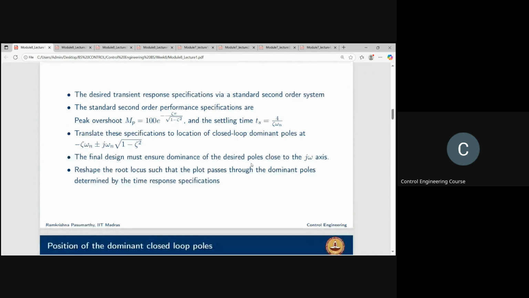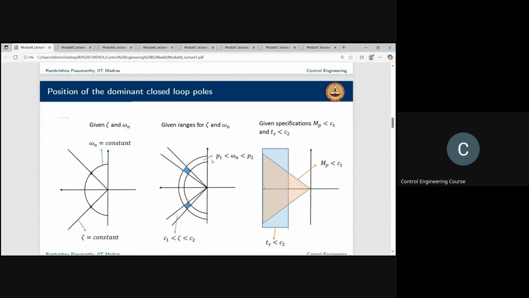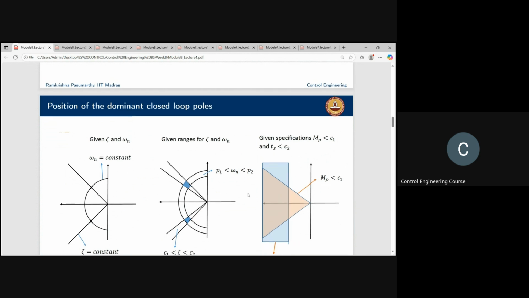Okay, so MP depends only on zeta, right? So fixing MP is again the same as fixing the angle only, correct? Given MP translates to a given zeta. So fixing MP is also the same as fixing zeta, which is the same as fixing the angle, correct? Yes, sir. That is what the orange part shows. It's an angular thing.